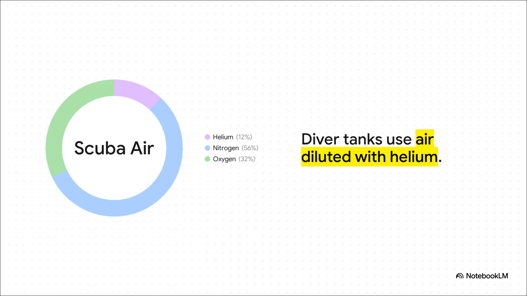So to survive, they absolutely cannot breathe normal air. They rely on a mathematically precise diluted mixture in their tanks, exactly 11.7% helium, 56.2% nitrogen, and 32.1% oxygen. The helium dilutes the whole mix, keeping those toxic nitrogen concentrations safely in check.